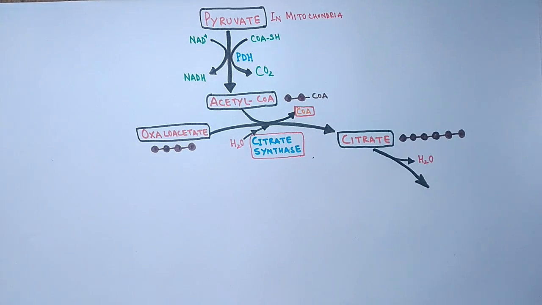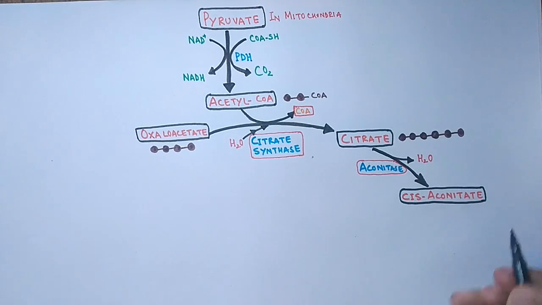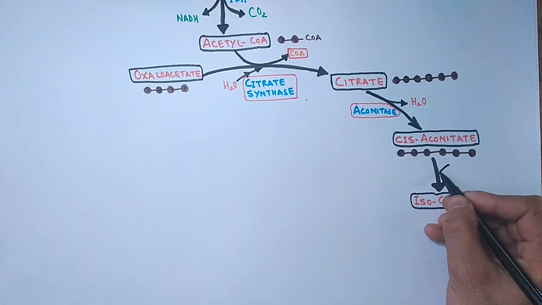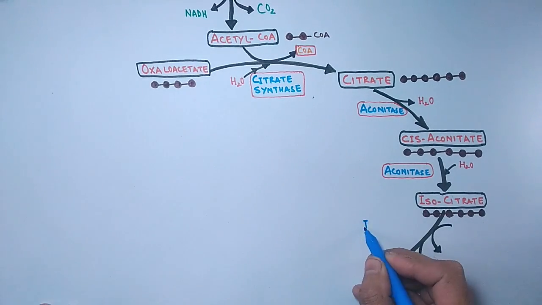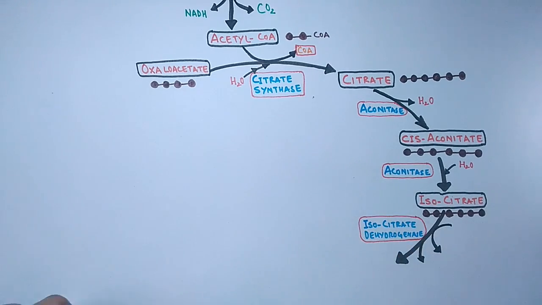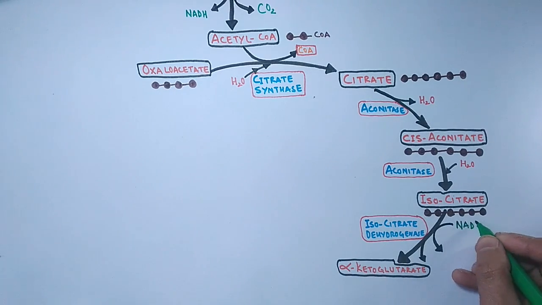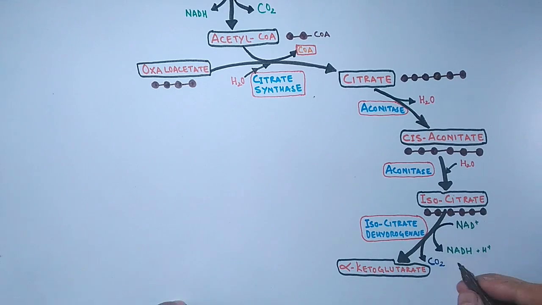Then the citrate is acted upon by aconitase enzyme and gets converted into cis-aconitate. And the next reaction is also catalyzed by the same aconitase enzyme, which further converts this cis-aconitate into isocitrate, which is a 6 carbon compound. Now this isocitrate is acted upon by isocitrate dehydrogenase enzyme, which converts it into alpha ketoglutarate. And in this reaction the NAD is reduced to NADH molecule, and also 1 molecule of carbon dioxide is released. That means this alpha ketoglutarate is only a 5 carbon compound, since 1 carbon is lost in this reaction.